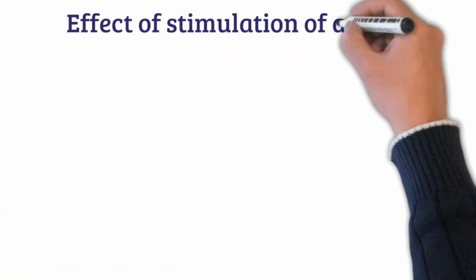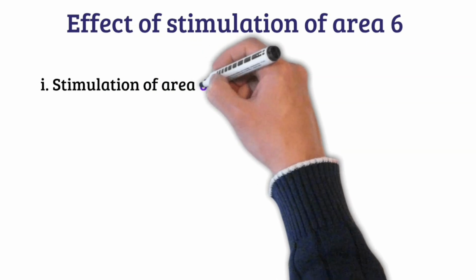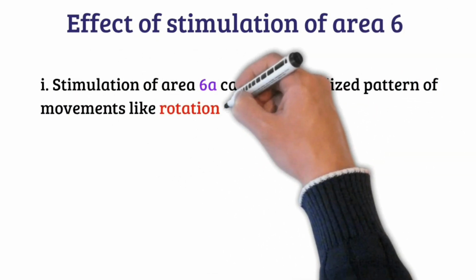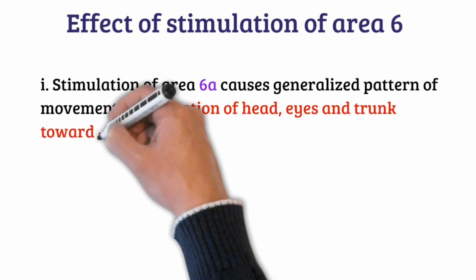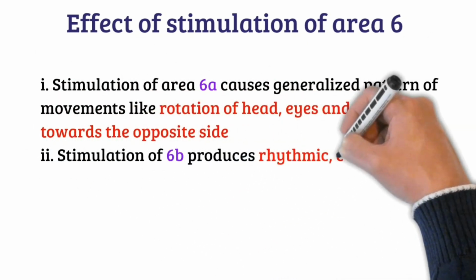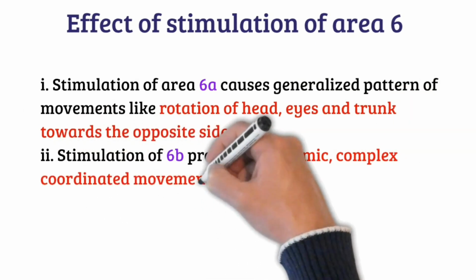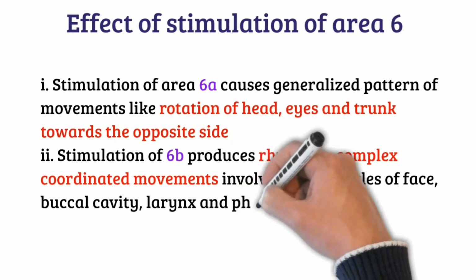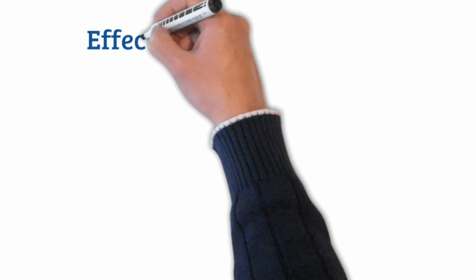Now, effect of stimulation of area 6. Stimulation of area 6A causes generalized pattern of movements like rotation of head, eyes and trunk towards the opposite side. Stimulation of 6B produces rhythmic, complex coordinated movements involving the muscles of face, buccal cavity, larynx and pharynx.